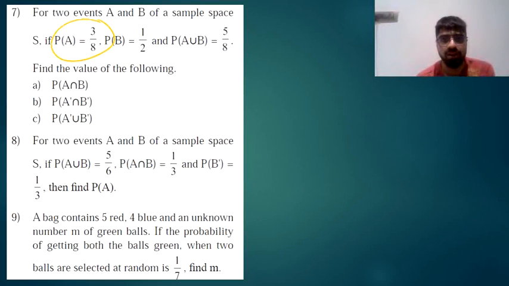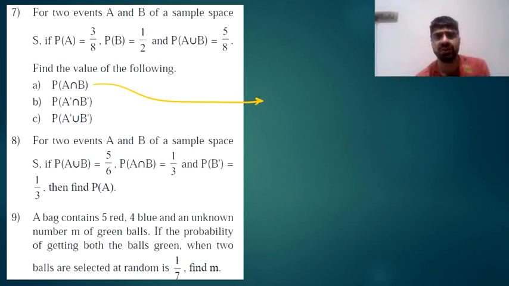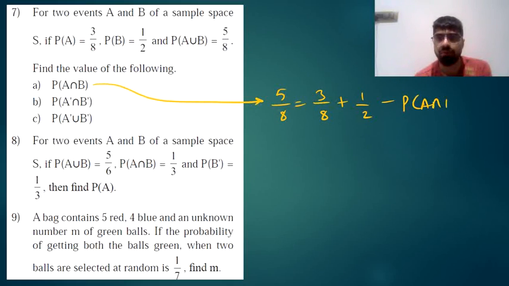They have already given us P of A, P of B and P of A union B. They are asking us to calculate P of A intersection B. We can easily do that with our formula. P of A union B is going to be P of A plus P of B minus P of A intersection B.